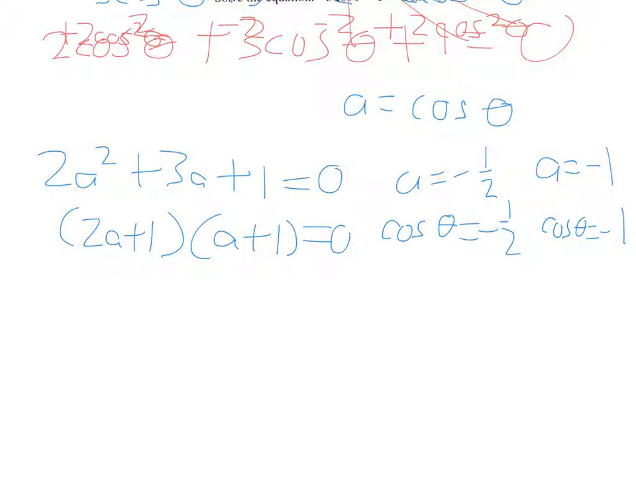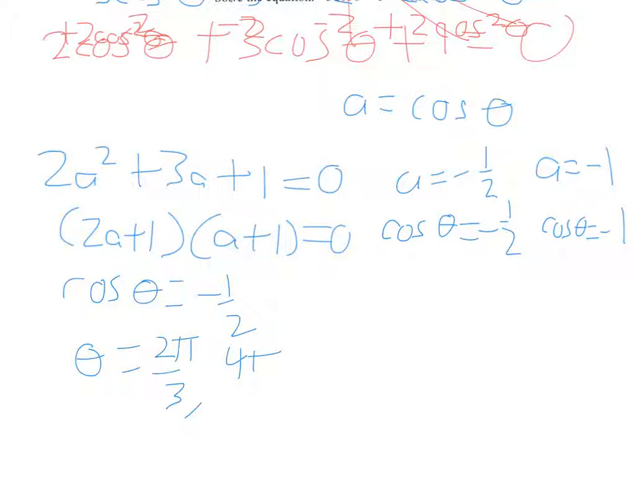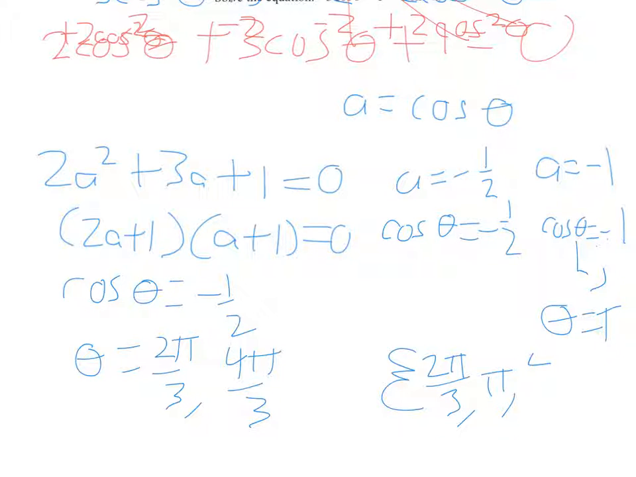Now we know cosine is negative on the left-hand side of the graph. So for cosine of theta equal to negative 1/2, we have theta is equal to 2 pi over 3, and also 4 pi over 3. Those are the angles on the left-hand side of the graph where the cosine is negative 1/2. And when cosine is negative 1, that's at pi. So our solution set would be 2 pi over 3, pi, and 4 pi over 3.